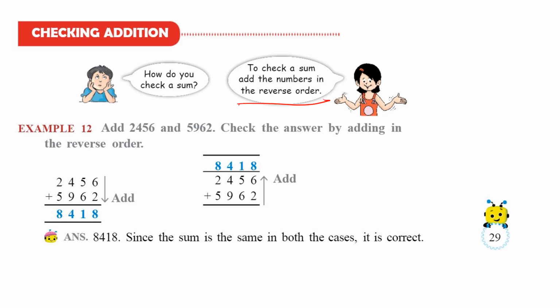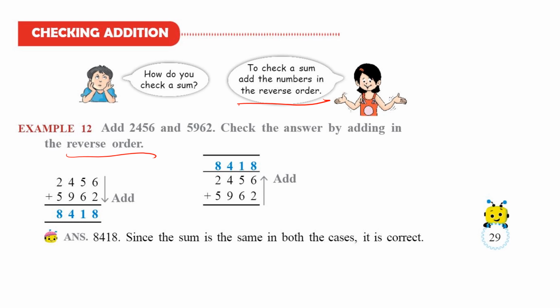What they are saying is, once you add the numbers from top to bottom, next to check whether it is correct, you have to add the numbers from bottom to top in the reverse order. Look at the example given here. 2,456 and 5,962 are to be added. We have to check the answer by adding in the reverse order.